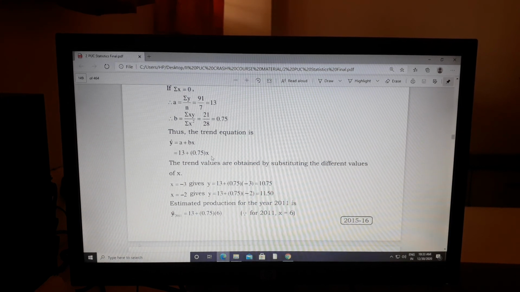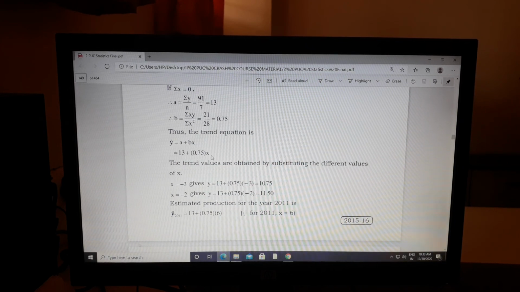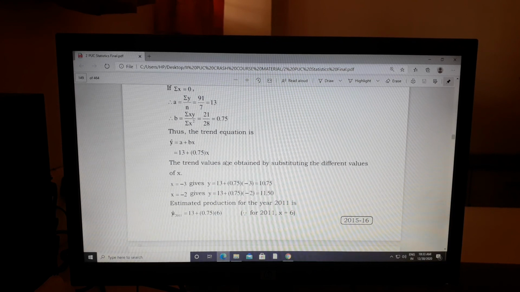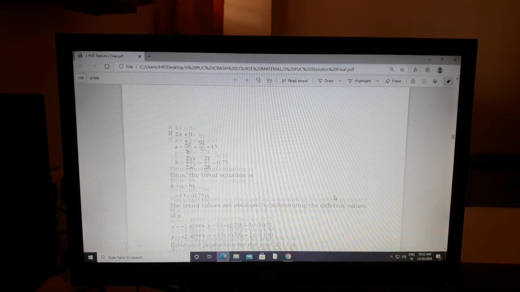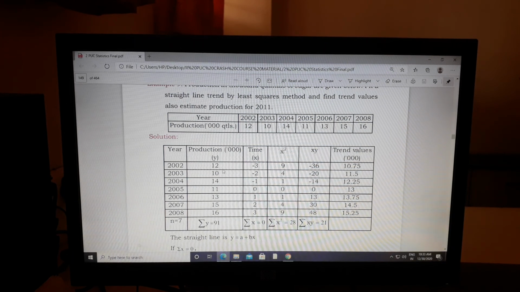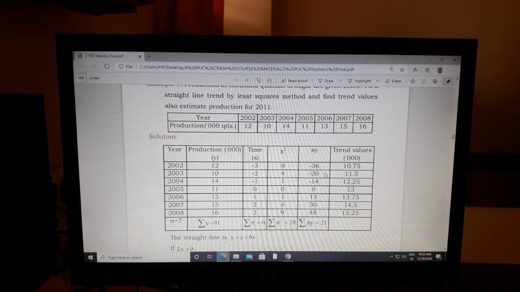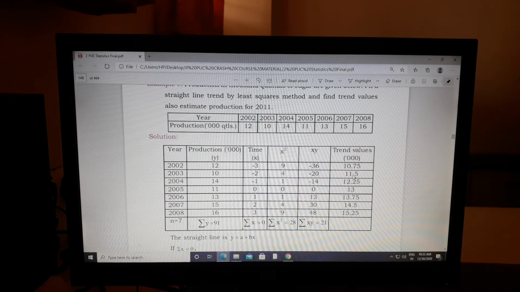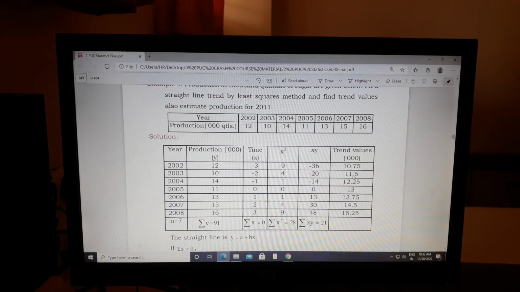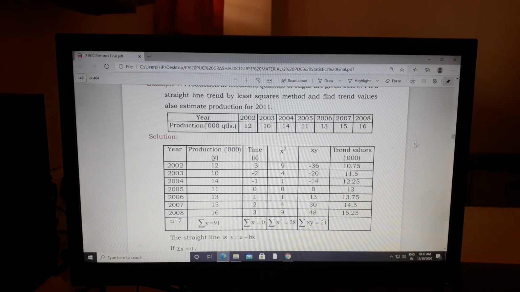In this, in place of x, you need to substitute all the time points, -3, -2, -1, 0, 1, 2, 3. You will be getting the trend values. After getting these trend values, from the actual value 12 to the trend value 10.75, the sum of square deviations from its actual to the trend is always least. Then this method becomes the least squares method.